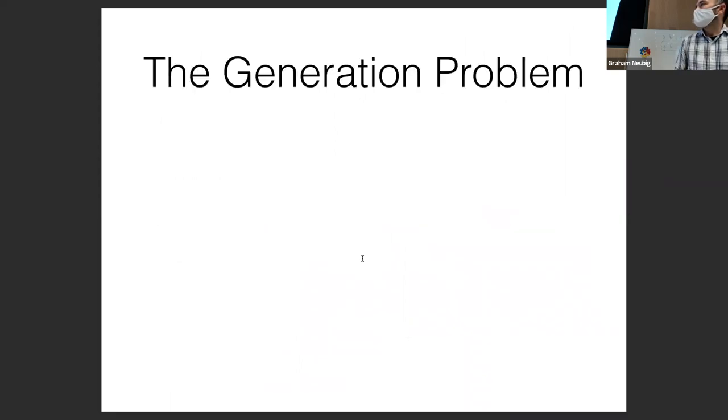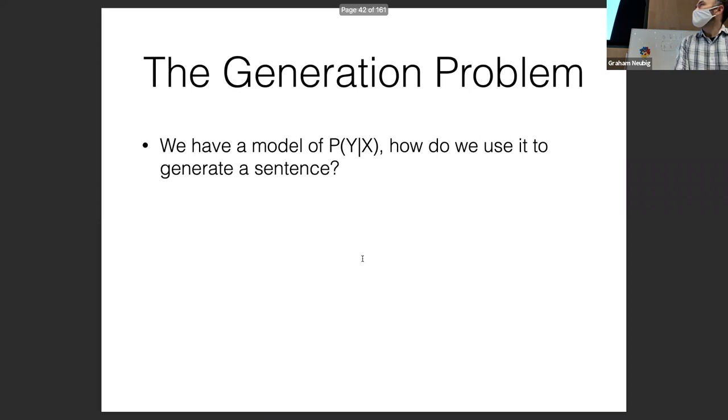And from this, I want to go into how we actually use this to generate outputs. Let's say we've trained a model using one of these model architectures and the standard training methods that we have. How do we use it to generate a sentence? And basically, there are two methods.